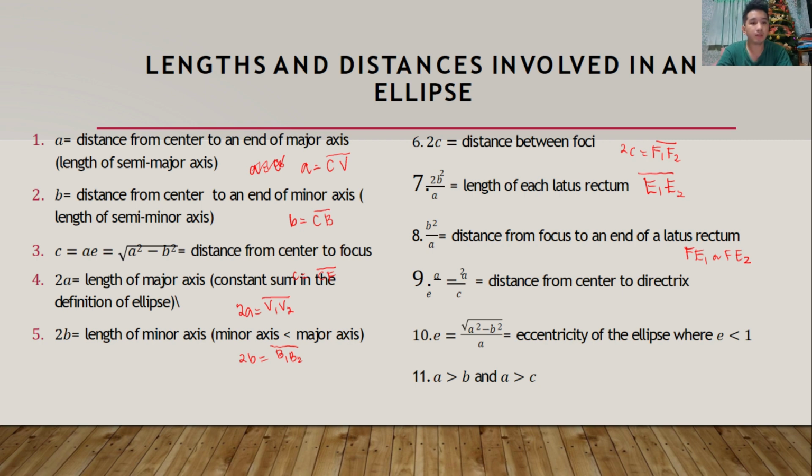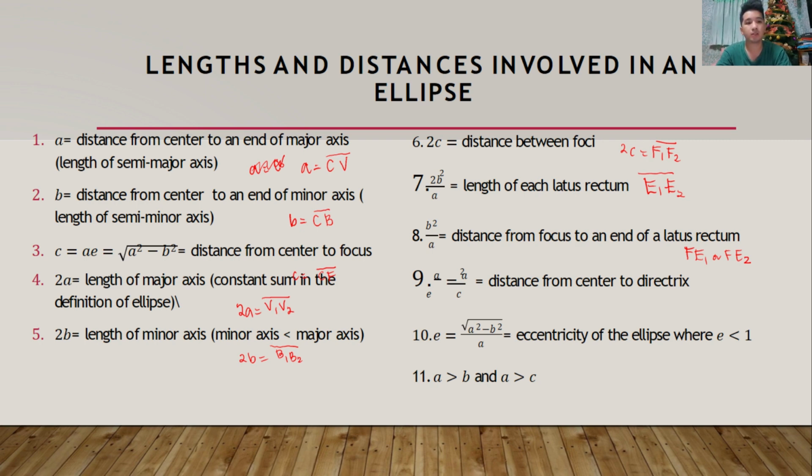2B squared over A equals the length of each latus rectum. B squared over A equals the distance from the focus to an end of the latus rectum. A over E equals A squared over C, the distance from the center to the directrix.